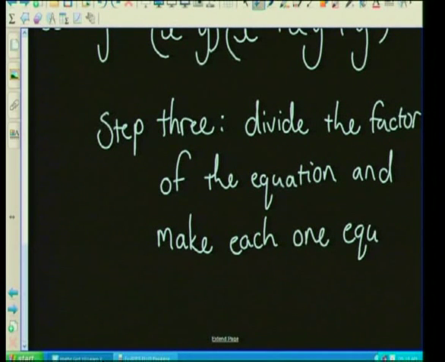Once you have done that, you'll find you have linear equations. So then you can solve for your variable.